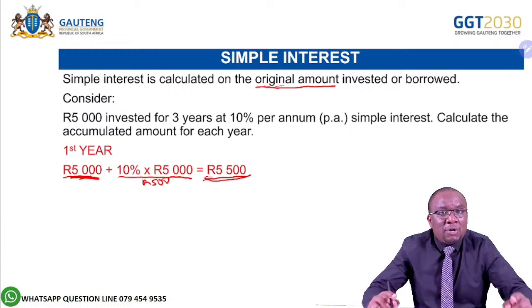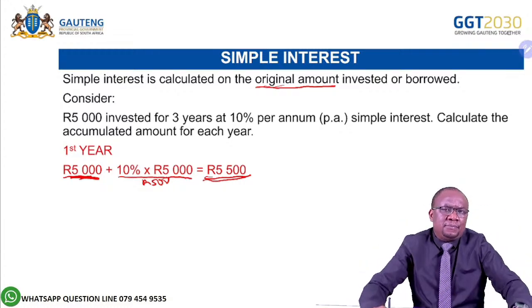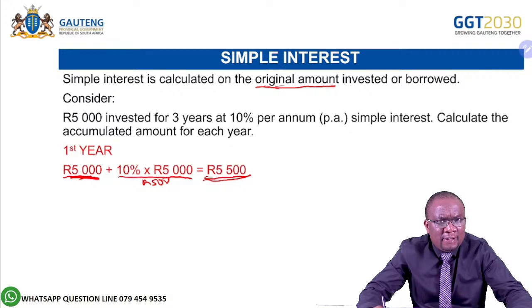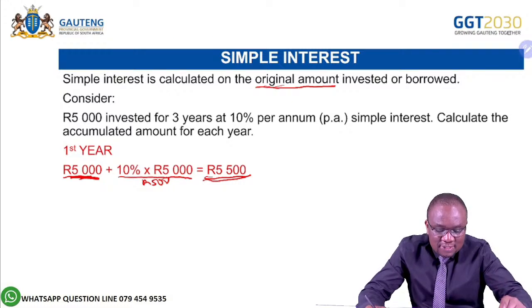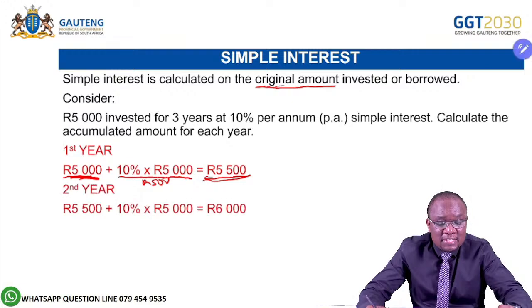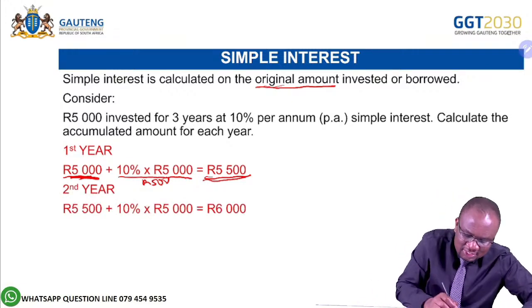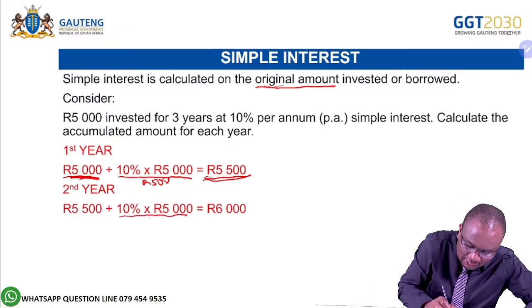5,500. Now we're going into second year. How much do we have in the bank? 5,500, isn't it? But now, in the second year, it will be that 5,000 that was invested initially that is going to gain interest. You see that? So second year is still 10% of 5,000.